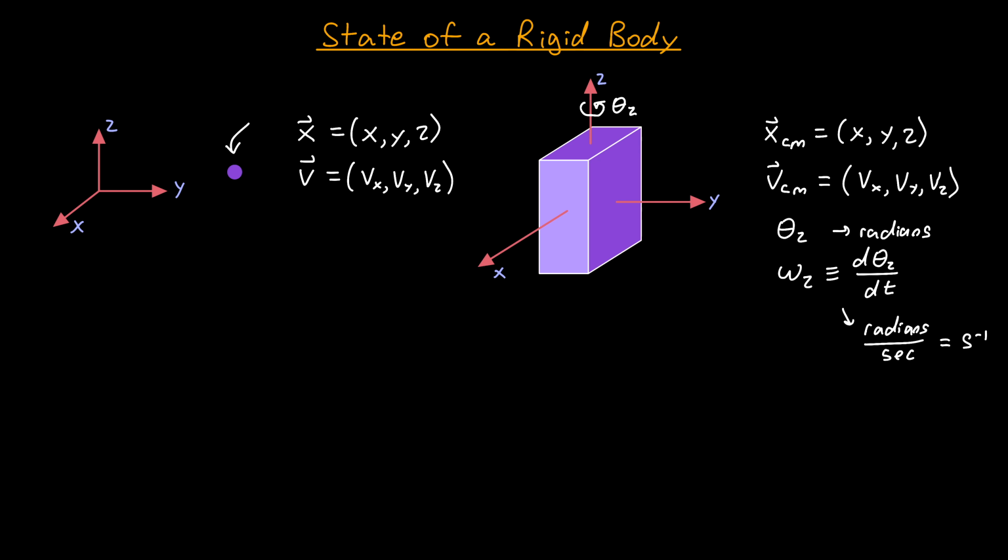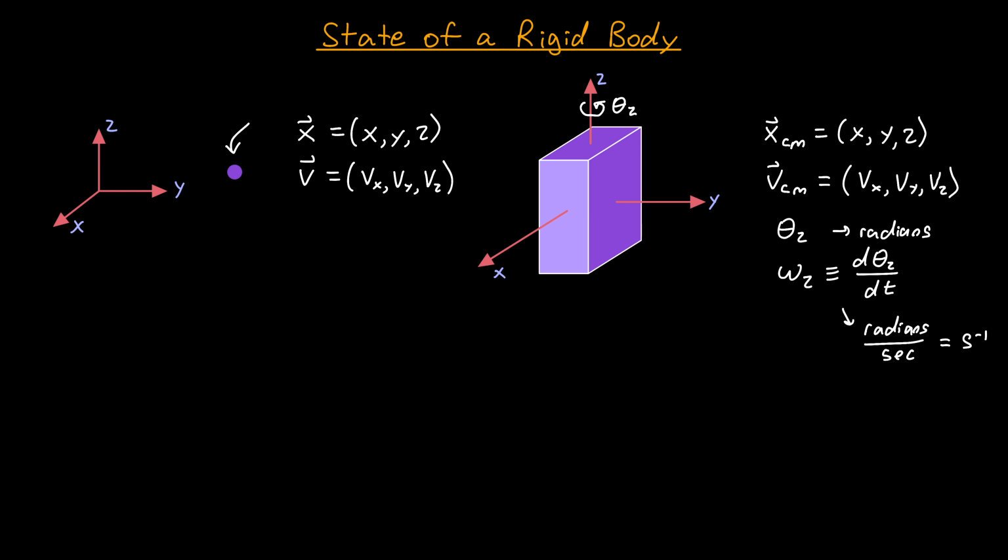Now, I should really be a little bit more general about this, because there's nothing special about the z-axis, right? Physics would be just as easy. We would have the same 8 variables to keep track of if we were rotating about the x-axis or the y-axis, for example, or any axis for that matter. It doesn't have to be x, y, or z. It could point in any arbitrary direction.